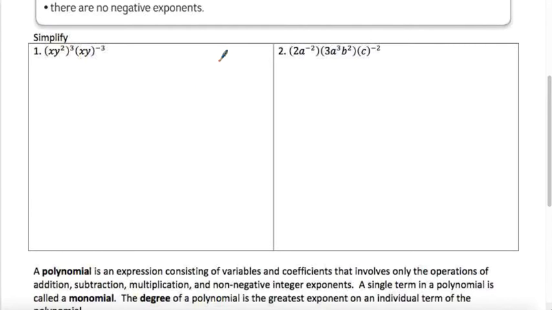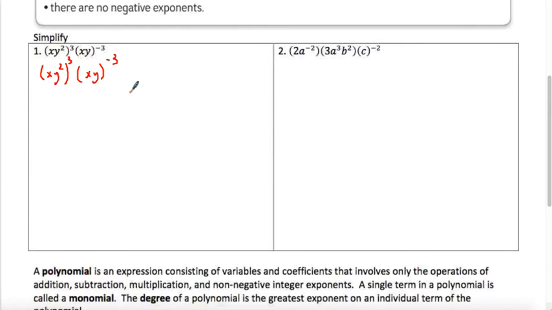So to start, we have simplify (xy squared), and then this exponent, this 3, should really be on top. So it's (xy²)³. So only the y is squared, and then that whole parentheses is being raised to the third power, and then times (xy) to the negative third power. So to simplify this, we'll look at each little section of it separately.